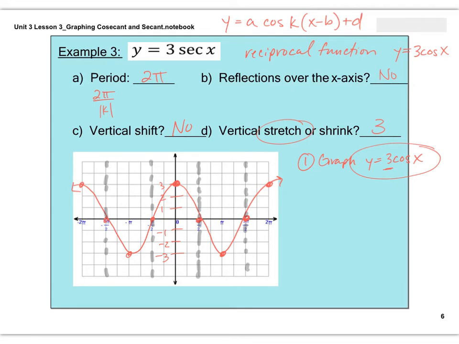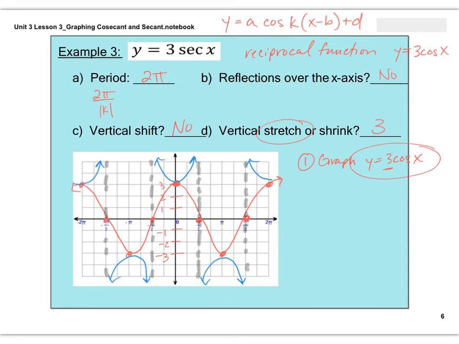Now I'm going to draw in my U-shaped branches. So I just reflect those hills and valleys. And I want to approach the vertical asymptotes but not touch. So the blue U's and upside down U's are the graph of y equals 3 secant x.